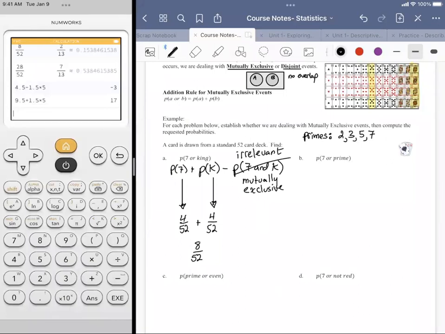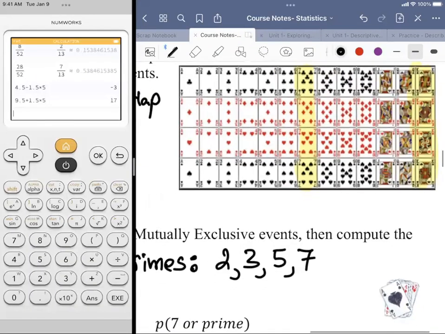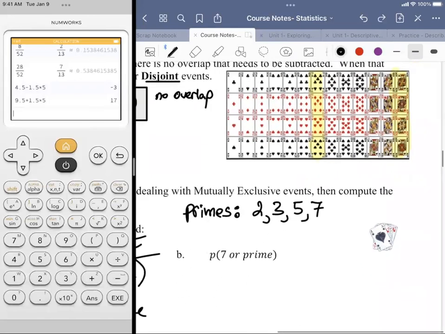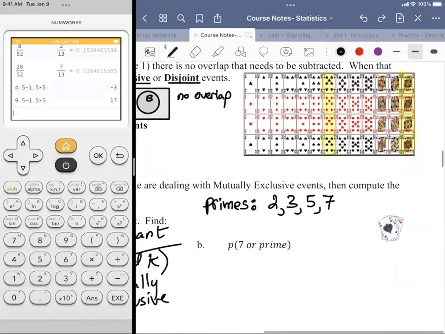23, not relevant, because in the deck of cards here I max out at a 10. So I would only want the numbers that are relevant to the deck of cards. When I look at this one, I would say the probability of getting a 7 plus the probability of getting a prime number minus the probability that the card is 7 and prime.